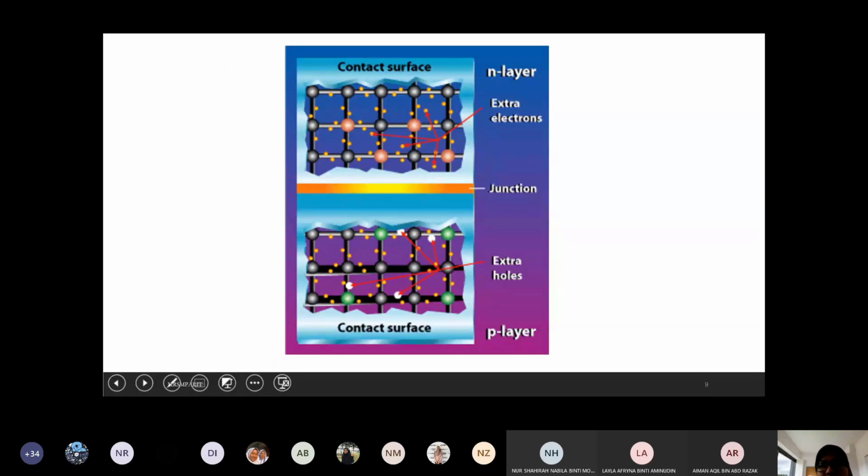And this one is an example of a P layer and an N layer. If you look, we have a junction here. So here there are extra electrons. Can you see? And then there are extra holes. Here there are extra holes.